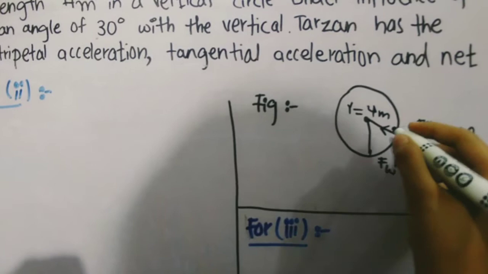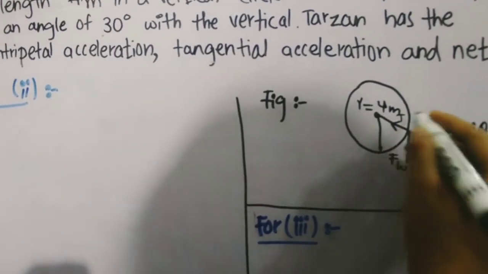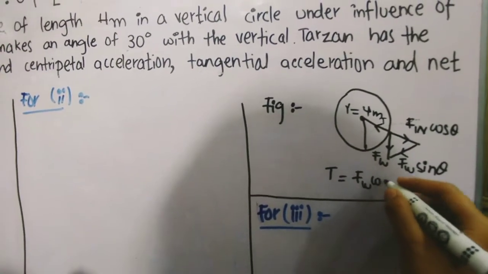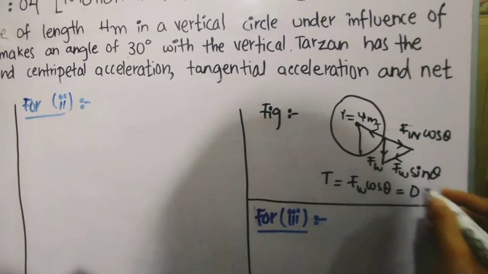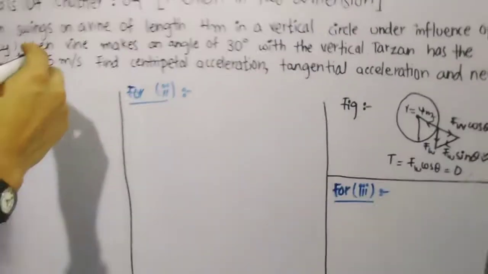Now you know how to put the arrows, because we're using the head to tail rule. This is how you make the figure, and this is tension. So you can easily see from the figure that Fw cos theta and tension both balance each other. So the effective component is Fw sin theta.